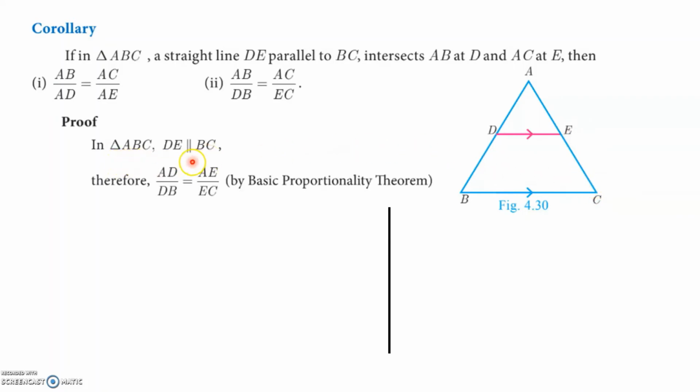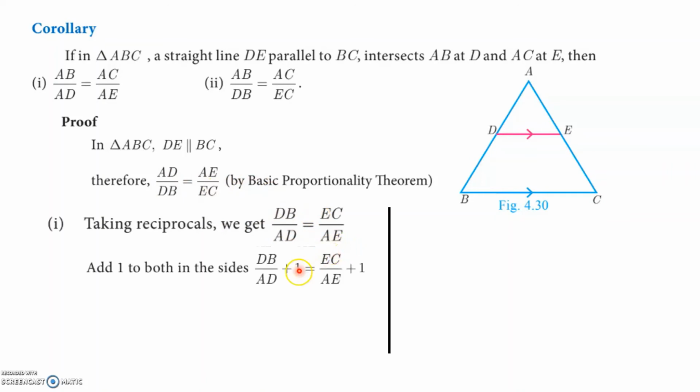For the proof, we know that DE is parallel to BC, which is given to us. So in triangle ABC, DE is parallel to BC. We just proved the Thales theorem, which is called the basic proportionality theorem, and it states that if DE is parallel to BC, then AD by DB is equal to AE by EC. Next, let's take the reciprocal of this for the first case. So when we take the reciprocal, it becomes DB by AD is equal to EC by AE.